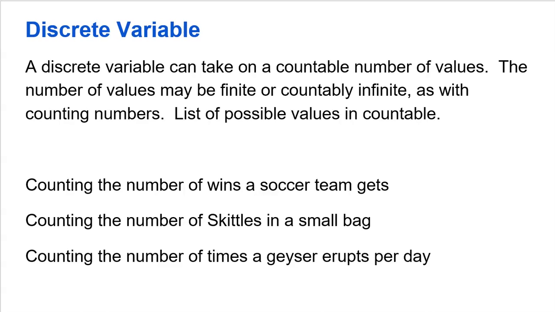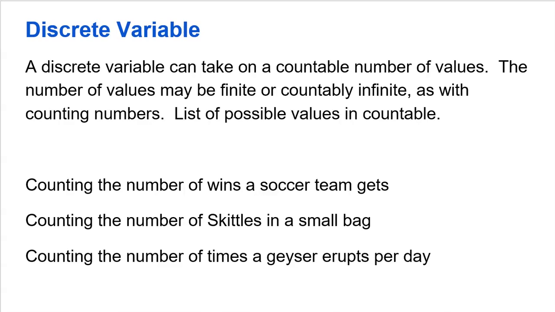For example, how many wins could a soccer team get? I mean, that's not infinite, right? A soccer team could get 0 wins, 1, 2, 3, 4, 5. At some point you're limited. Could a soccer team get 100 wins in one season? I mean, I don't know any team that plays that many games, right? So only whole numbers. A soccer team can't win 2.5 games.